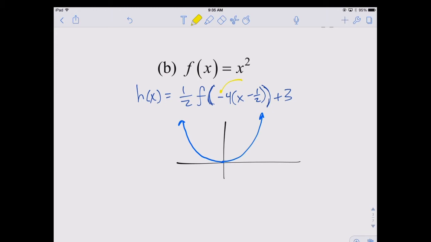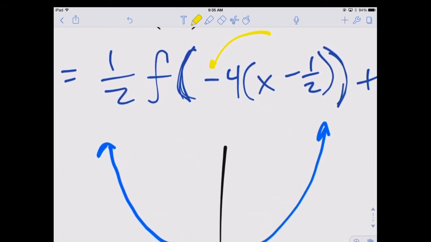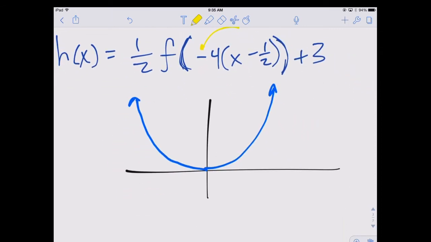The 4 is going to do what? On the inside? Compress it horizontally by a factor of 4. Okay, so if we move it down by a half, compress it by a factor of 2, and then we horizontally compress it by a factor of 4, that's going to change how it opens. But we're not actually going to show that. So is this in fact the final shape of the graph?